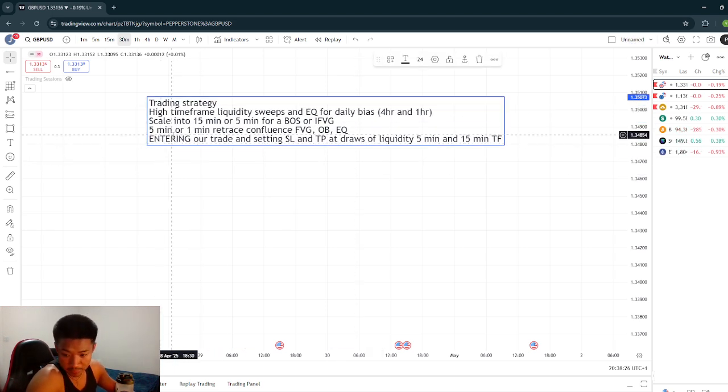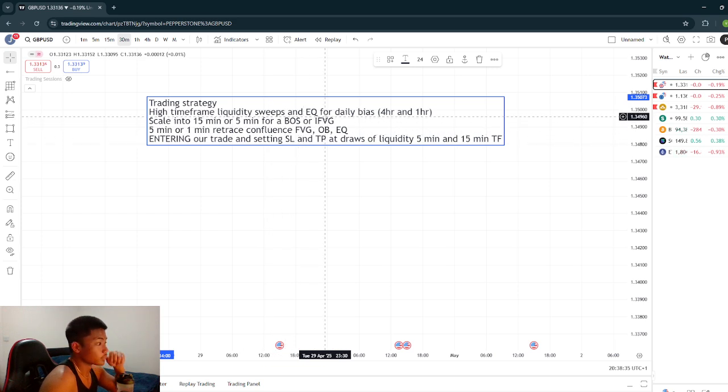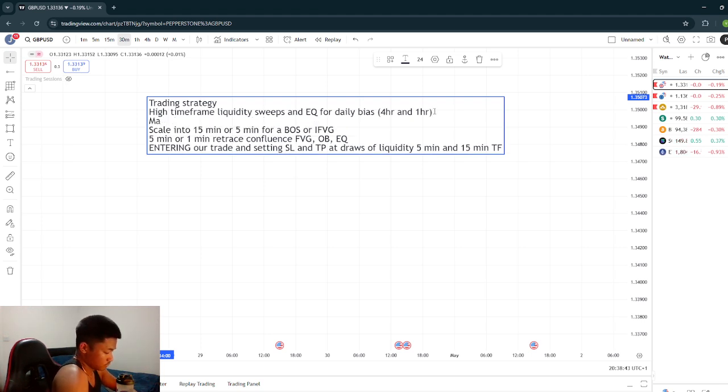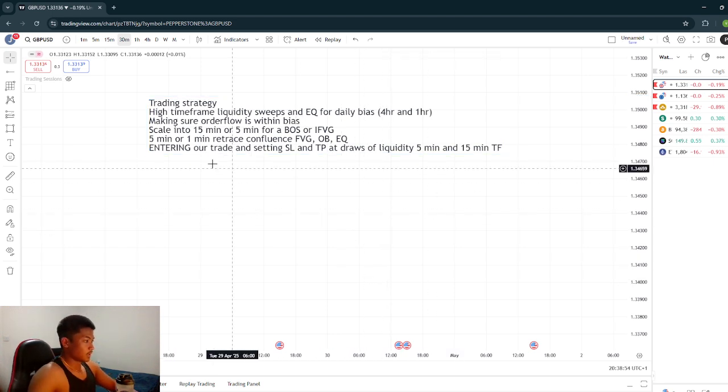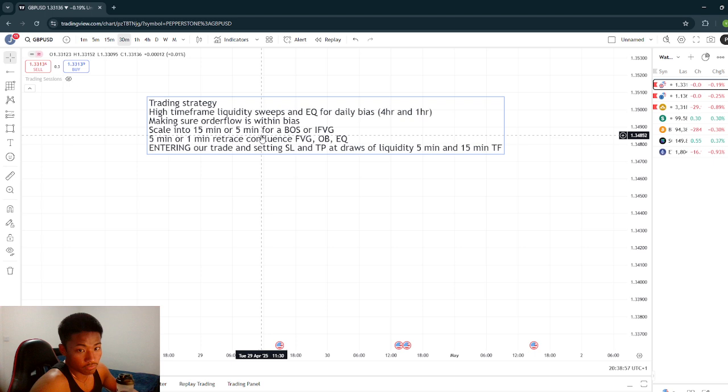Yeah, pretty simple, I say. Nothing too complicated. But there's an intermediate between these. Okay, making sure order flow is within bias. What I mean by that is, let's say our bias is down and we start seeing order flow in the 15 and 5 minute for buys. From there, we don't take a trade.